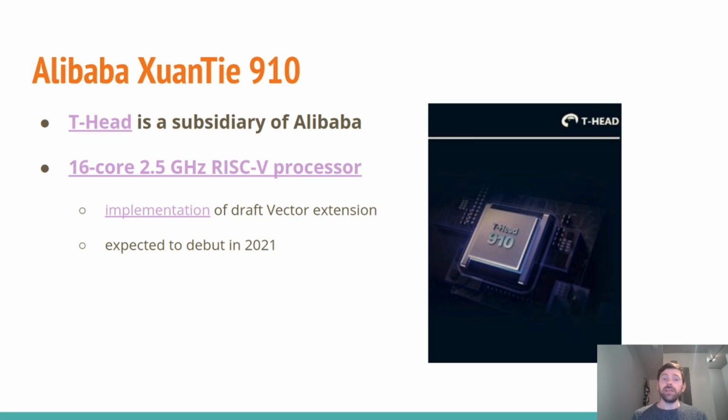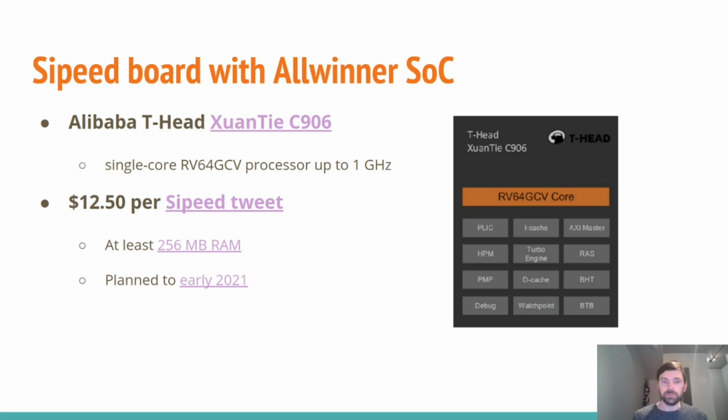And the highest performance chip that's been announced so far is from T-Head, which is a subsidiary of Alibaba. And this is called the XuanTie 910. It's a 16-core, or you might also see it referred to as C910. It's a 16-core, 2.5 gigahertz processor. And this implements a draft version of the vector extension, which is quite interesting. And this is expected to debut next year.